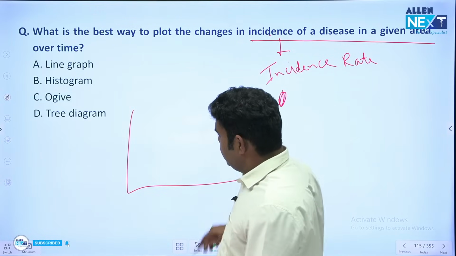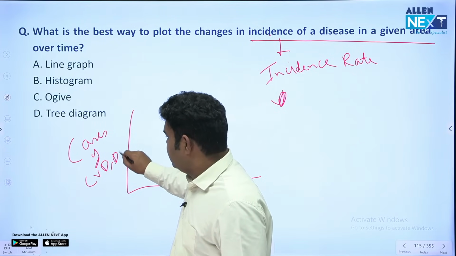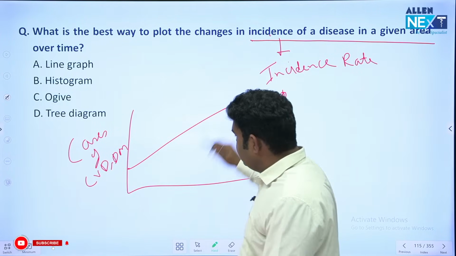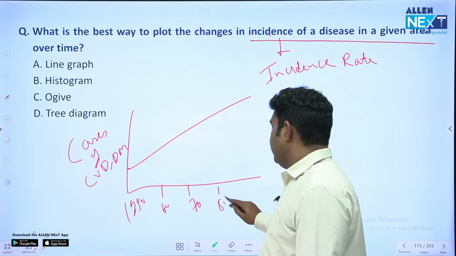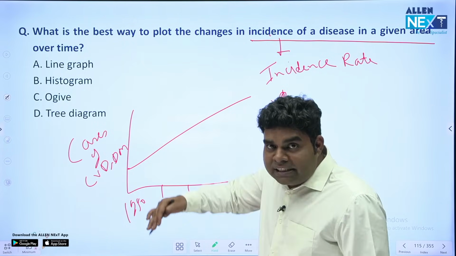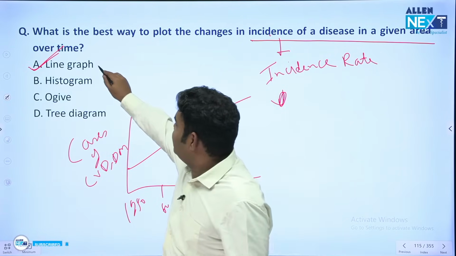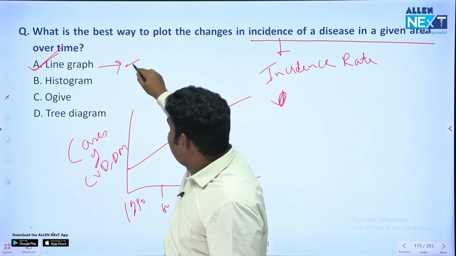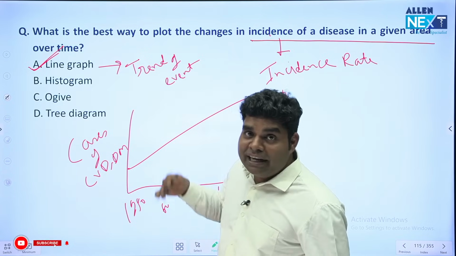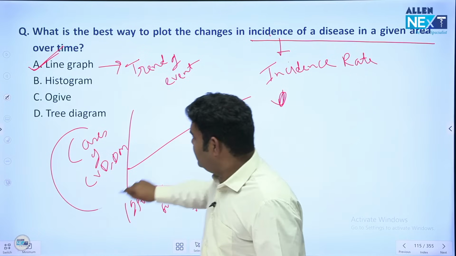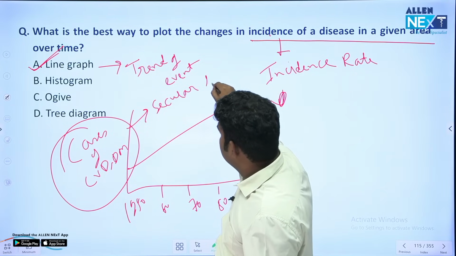Let's say I am plotting cases of cardiovascular disease, diabetes mellitus, hypertension, which is constantly increasing over the world from 1950 to 60 to 70 to 80 to 90. So this I am plotting with the help of line diagram or line graph. Line graph tells the trend of an event, that any event or incidence, whether it is increasing or decreasing. And cardiovascular disease, diabetes mellitus and all, these are examples of secular trend.